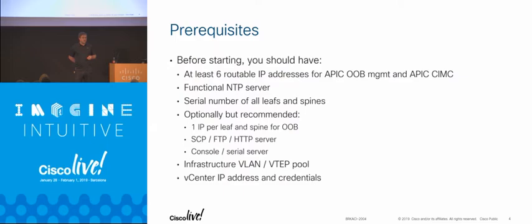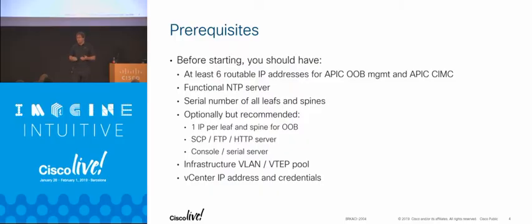Then, optionally, but strongly recommended for management purposes and syslogs and all this kind of functionality, for each leaf that you will connect to the fabric and for each spine, out-of-band management, and an SCP, FTP, or HTTP server for backup. As I said in the beginning, I'm from our technical assistance center. We sometimes see challenges around manipulation changes, etc., where we probably need to look at backups.